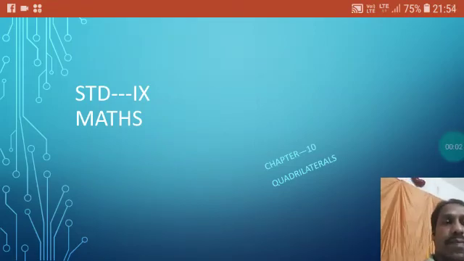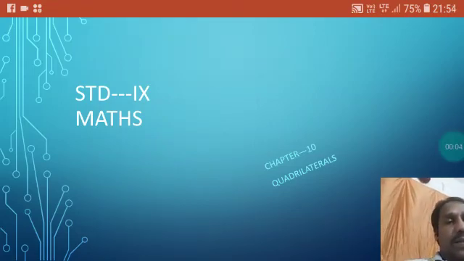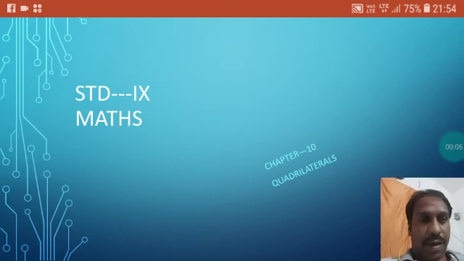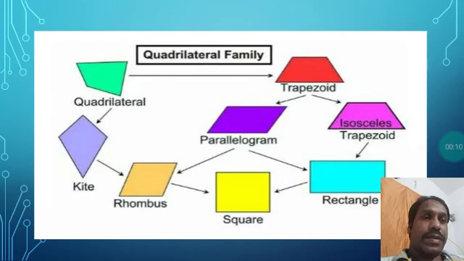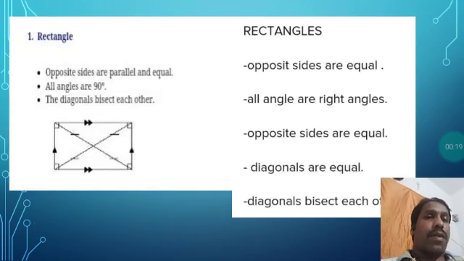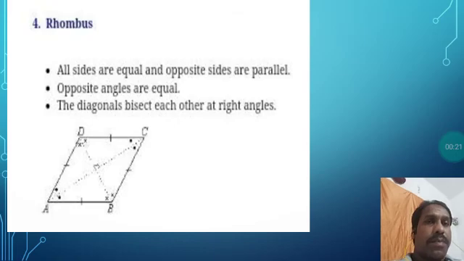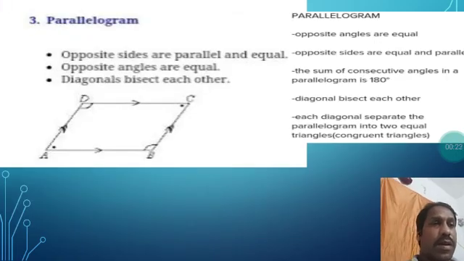Good morning, children. So, we are studying about quadrilaterals. In this chapter, we have studied about rectangle and described the family of a quadrilateral. We have read about the square and the rectangle. Today, we'll discuss about parallelogram. What is called a parallelogram? See here. This is called a parallelogram.